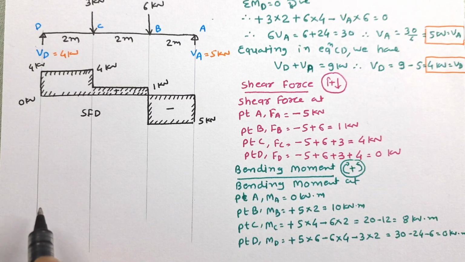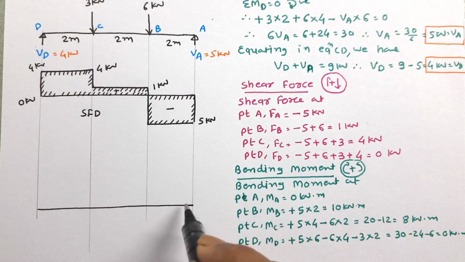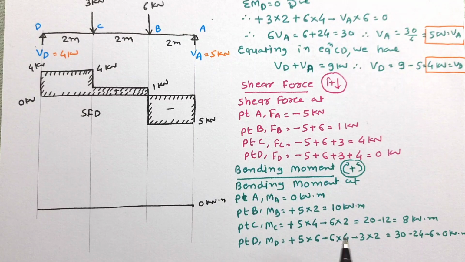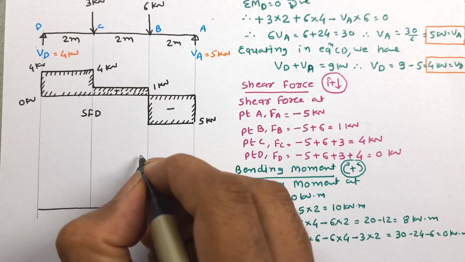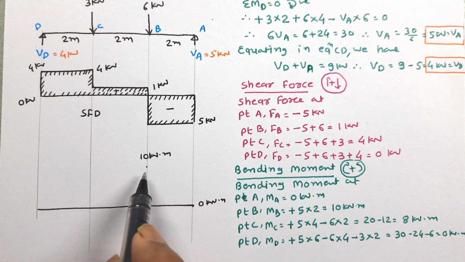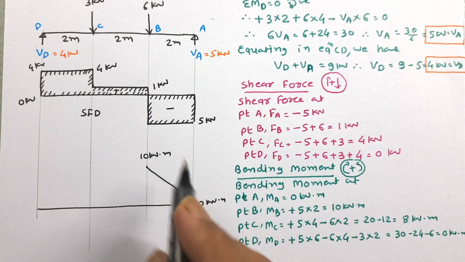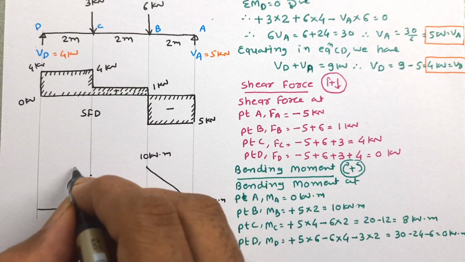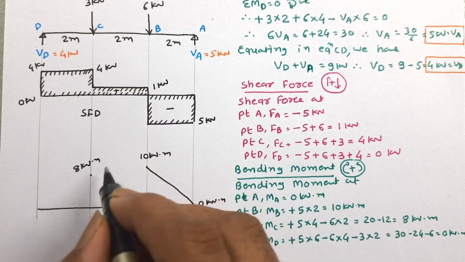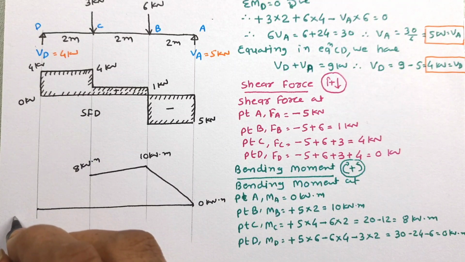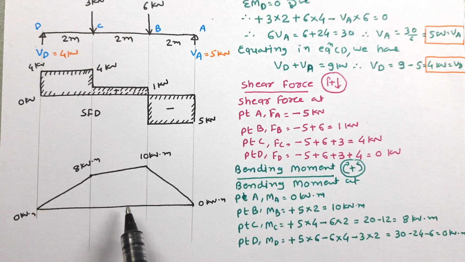Now let us draw the bending moment diagram. At A point, it is 0 kilonewton into meter. At B point, bending moment is 10 kilonewton into meter. So let us take this as 10 kilonewton into meter. We'll join these two. At C point, the bending moment is 8 kilonewton into meter. So let us say this is 8 kilonewton into meter. And at D point, it becomes 0. So this is the bending moment diagram.